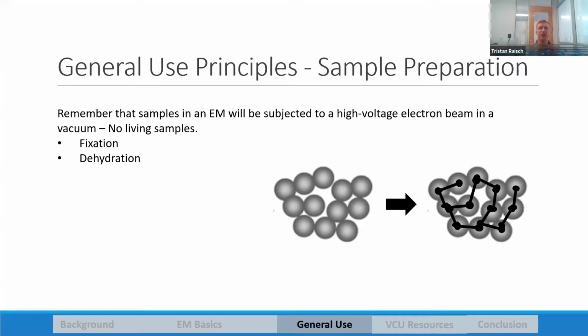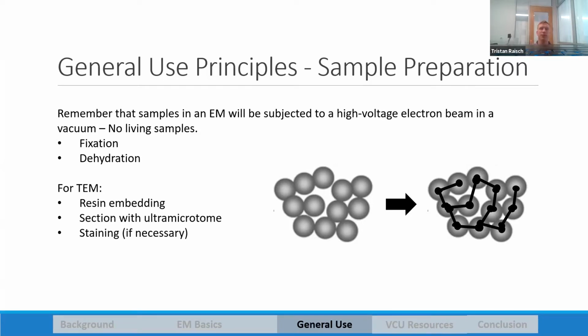And the samples must also be dehydrated, as in a vacuum, water boils at room temperature. That boiling water will literally rip your samples apart. This is typically done with, say, ethanol or acetone. From there, the process for TEM and SEM differ.